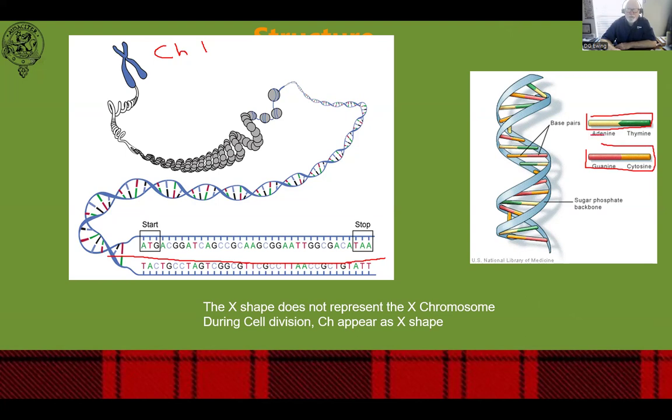Those rungs are made up of four acids. I won't try to pronounce them. And by the way, in all the results, they're always represented by their first letter. So A, T for thymine, G for guanine, and C for the other one, I won't pronounce it. Anyway, A's only bond to T's, and T's only bond to A's. C's only bond to G's, and G's only bond to C's.